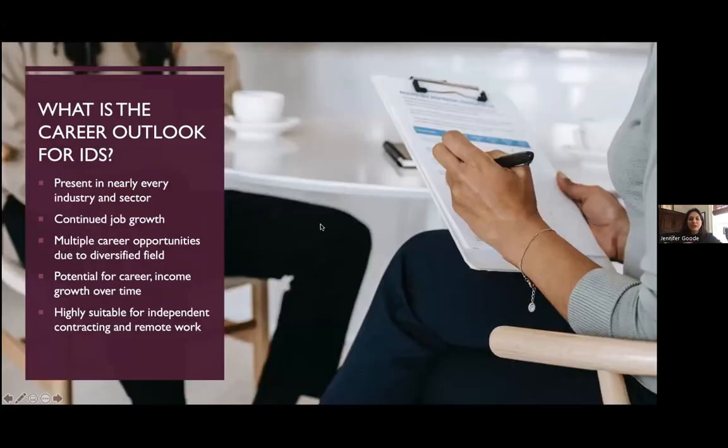Great news, Career Outlook is very safe, very good, very strong. It's present in nearly every sector. I can't imagine one sector that's not. I haven't found one, but I put nearly in case there were anybody that's going to track me down and tell me that there doesn't exist somewhere. But nearly every industry, nearly every sector has instructional design work going on, continued growth, job growth over time, multiple career opportunities, just because there's a diversified field.